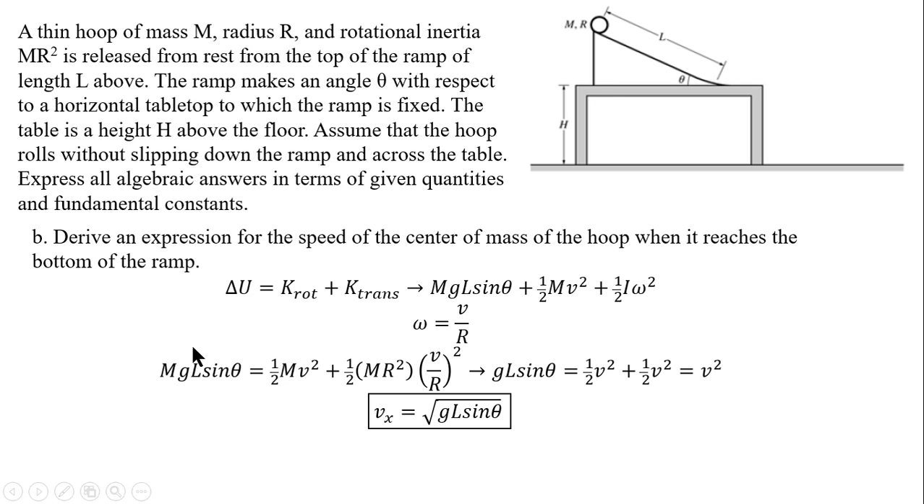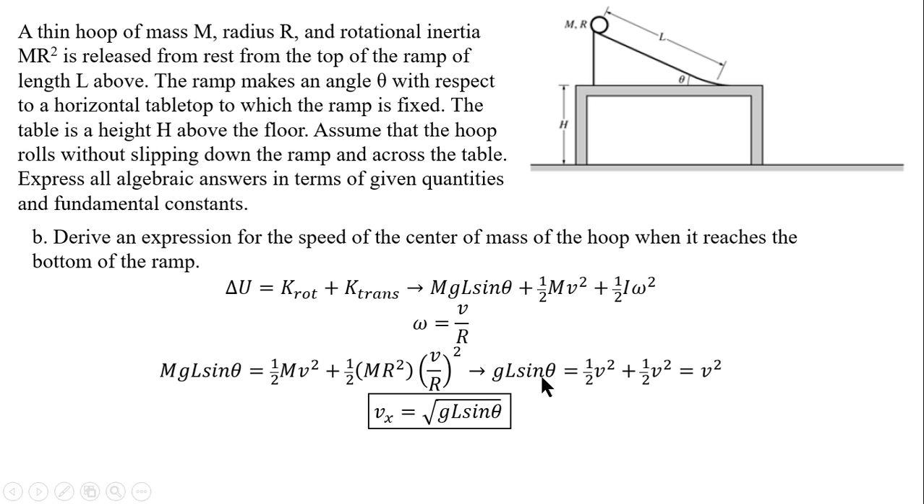This is potential energy, right? So my height right here is L sine theta, because remember, it wanted it in terms of, do I have an expression that reaches the bottom of the ramp, right? But this is the only thing you know. So that's mg, that's L sine theta, that's your height.